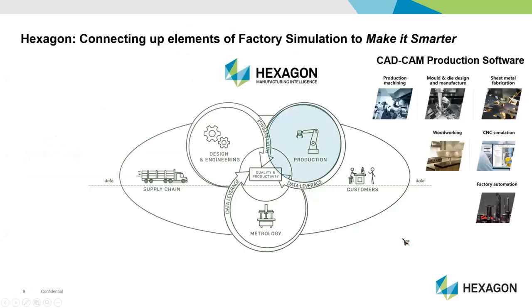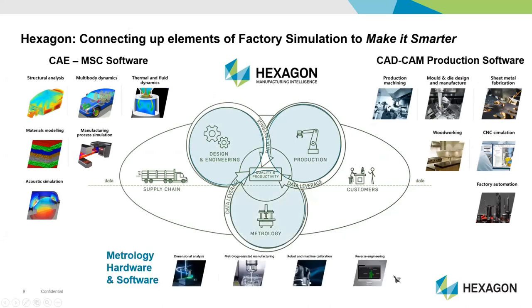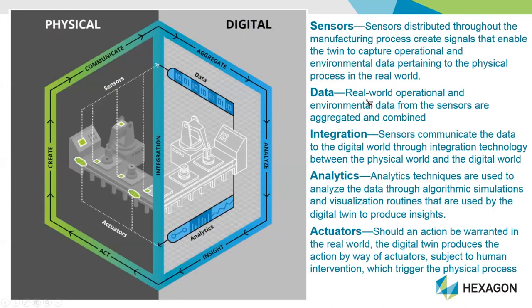And this is possible because you have, or should have, the numerical tools, you have software for CAD-CAM production, like machining tools or sheet metal fabrication tools, etc., and tools to calibrate, to measure, to make a dimensional analysis. What is a sensor? It's something in the system to create a signal, which gives you the possibility to capture the operation of the physical world.